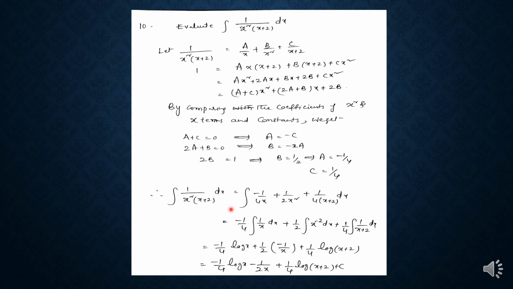If it is a quadratic factor, we should take two terms, an x term and a constant, like ax plus b by some quadratic expression like that. So we have to find the values of the constants, substitute them in the partial fractions and integrate the functions separately. So this is the procedure for finding the integrals by using partial fractions.